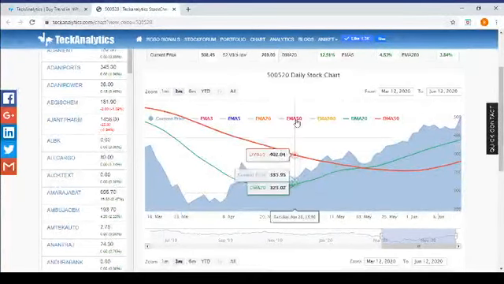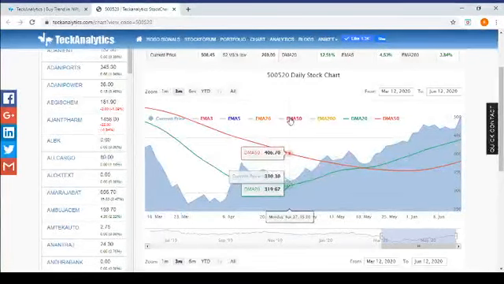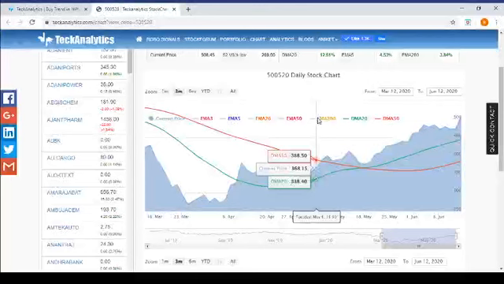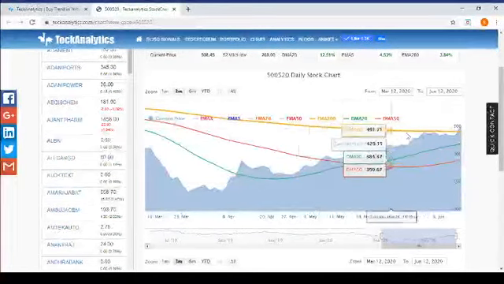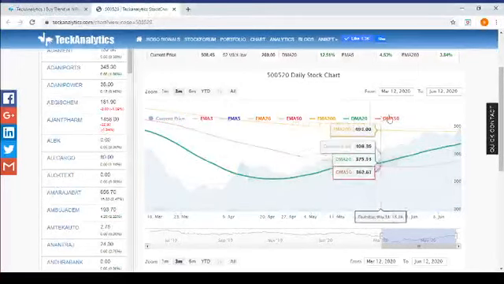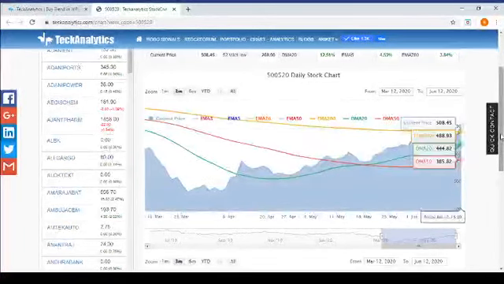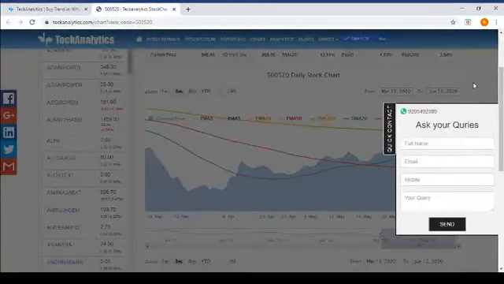Similarly, we have the exponential moving average. The formula is complicated for that. You can Google it if you want to learn the exponential moving average formula. And then there is the exponential 200 days value, and then DMA 20 and 50 we are already seeing.